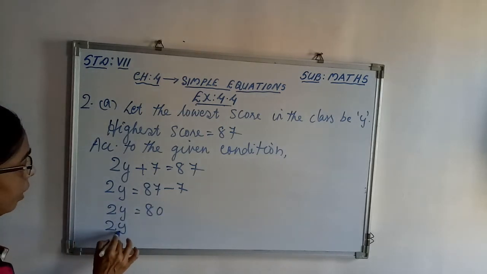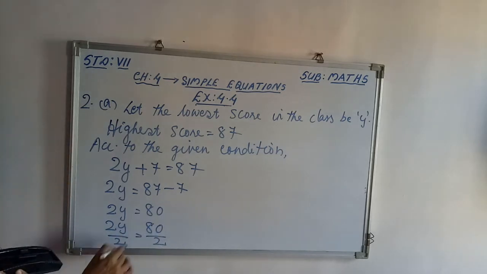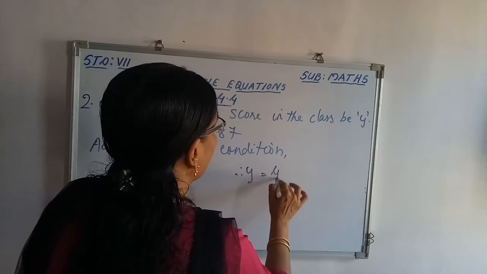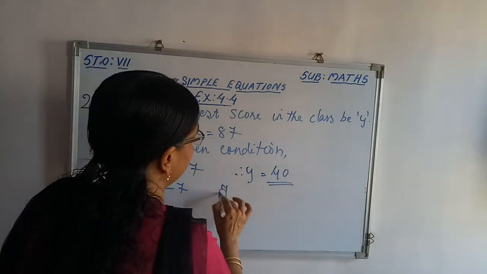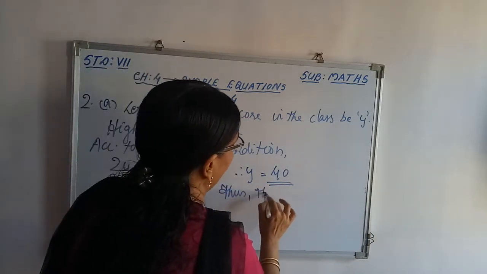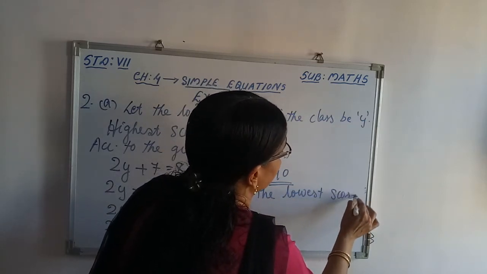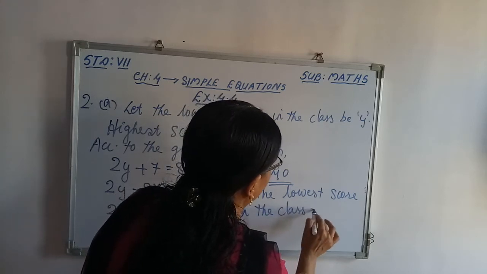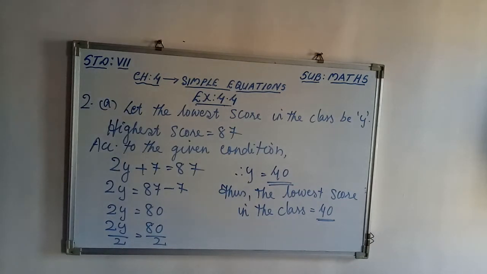Then divide both sides by 2. We get 2Y by 2 is equal to 80 divided by 2. Therefore, Y is equal to 40. So what is the question? The lowest score in the class. Thus, the lowest score in the class is equal to 40. That is 40 marks. That's the lowest score.